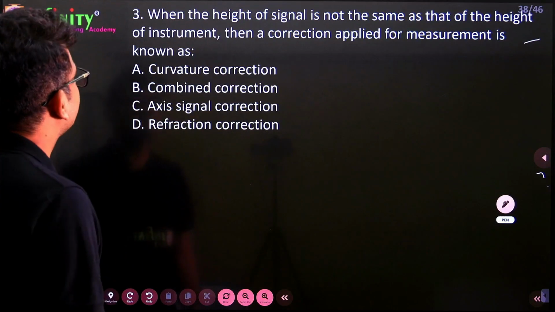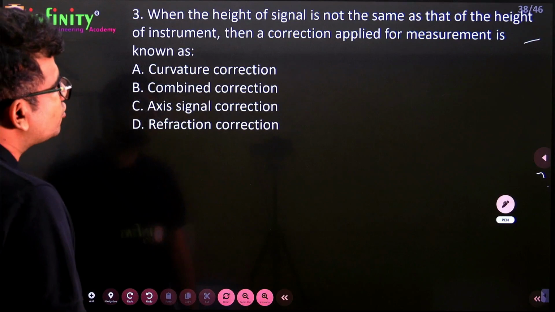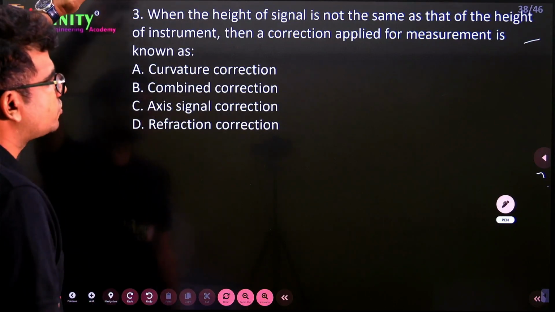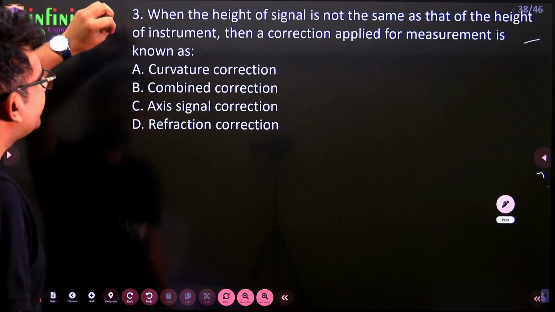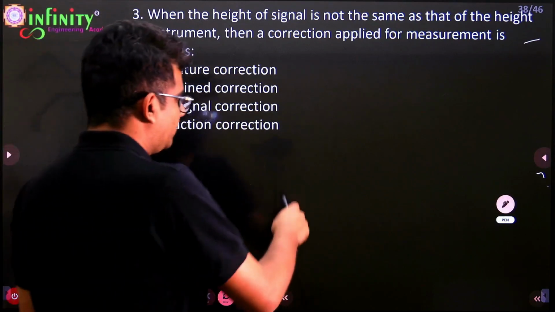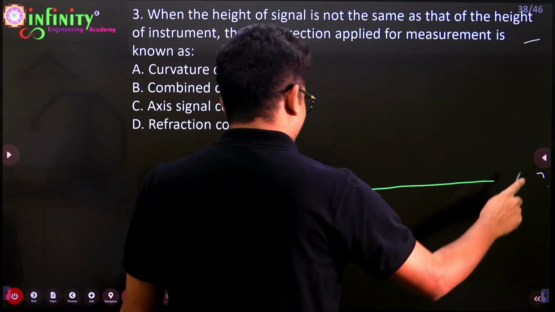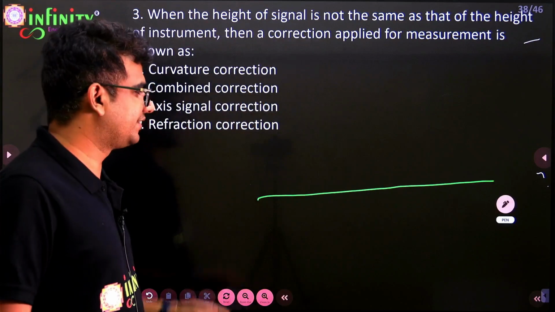See the next question. When the height of signal is not same as that of height of instrument, then a correction applied for measurement is. Okay, so now suppose this is our terrain. Okay, this is our terrain.